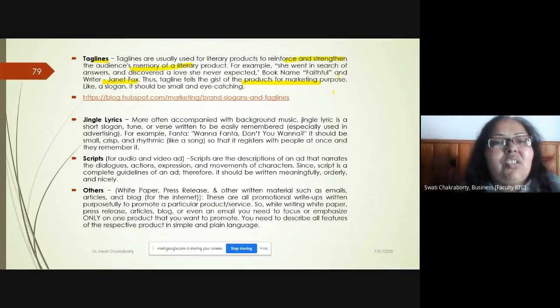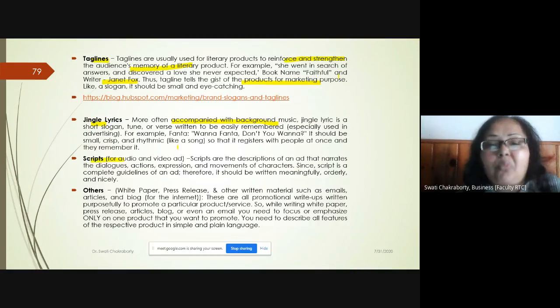Lyrics. Jingle lyrics is where you have a message with background music. So it's a short slogan, tune, or a verse written in a way that you easily remember. For instance, in Fanta, when there was "Wanna Fanta, don't you wanna?" So it's a jingle. It's very rhythmic.